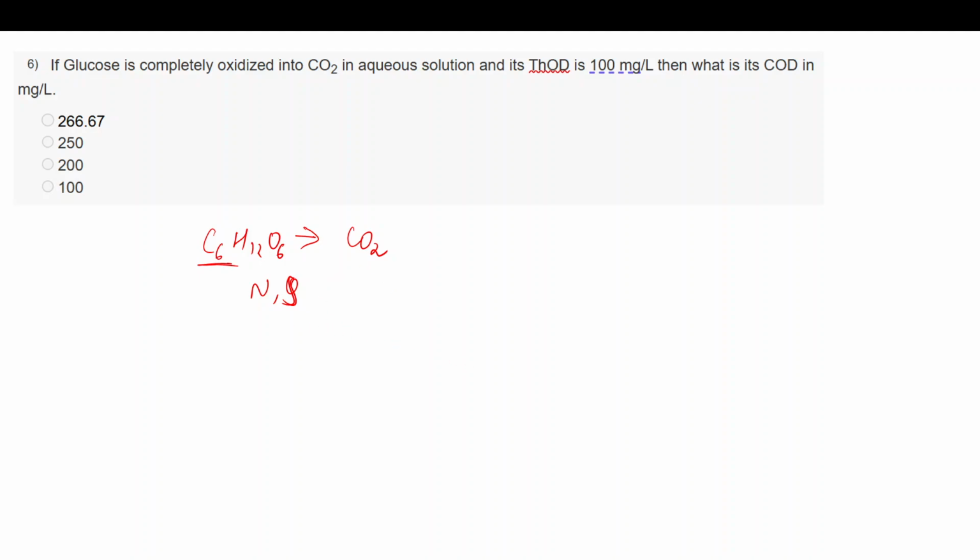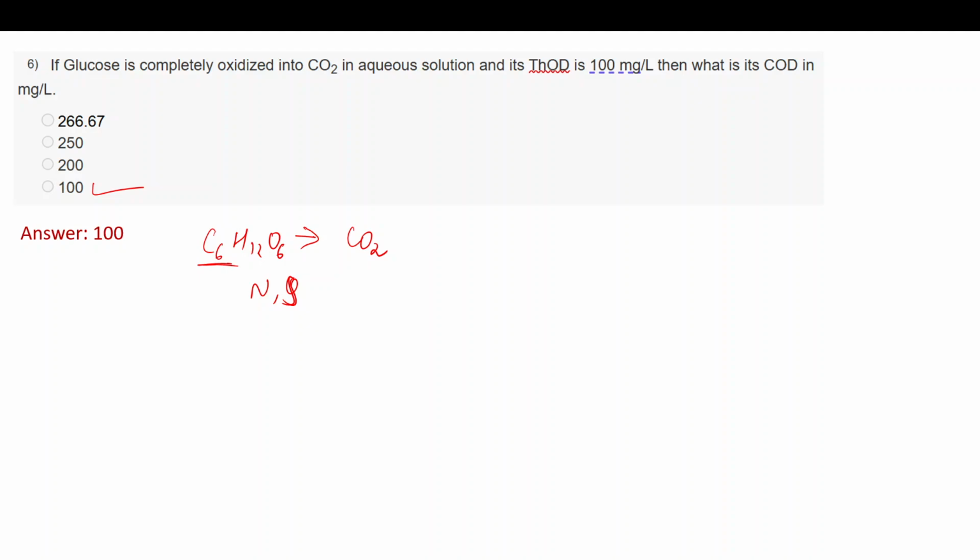So whatever the theoretical oxygen demand here you are having, it is just because of carbon and hence it is same as COD, because COD will also be the amount of oxygen because of the carbon requirement. So 100 is the correct answer. So this is only you need to apply your mind. There is no calculation required, right?